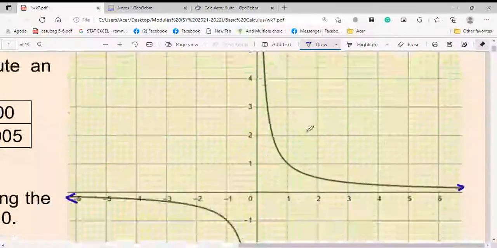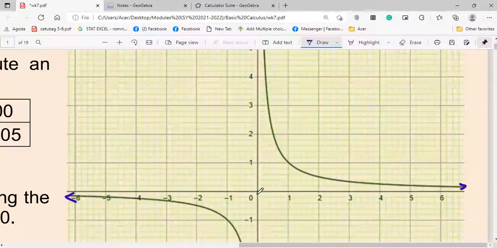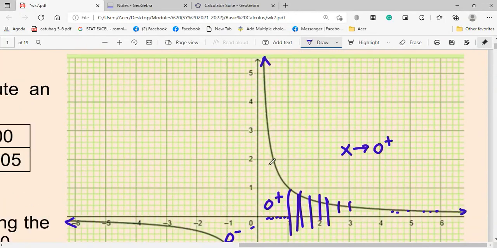Meaning to say, if this is 0, as you notice that is 0, and this is right of 0, and this is left of 0, okay. Now, what happens to y as x gets closer to 0 from the right?